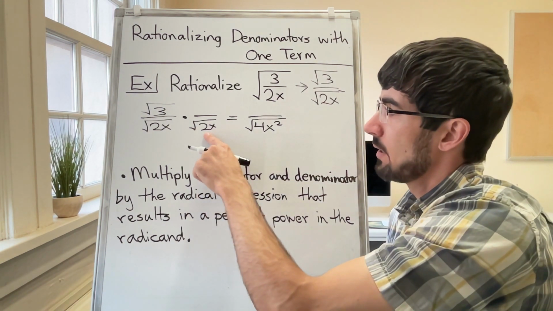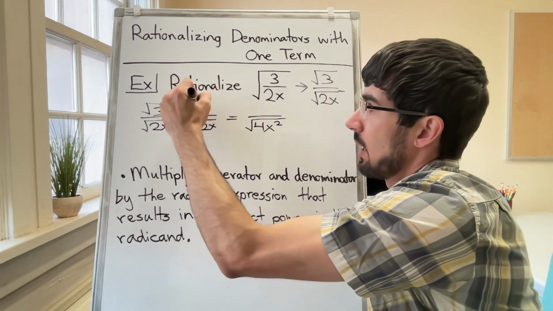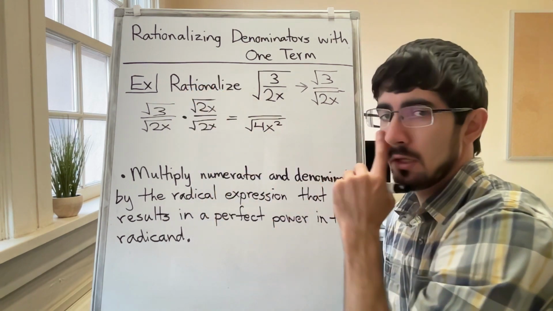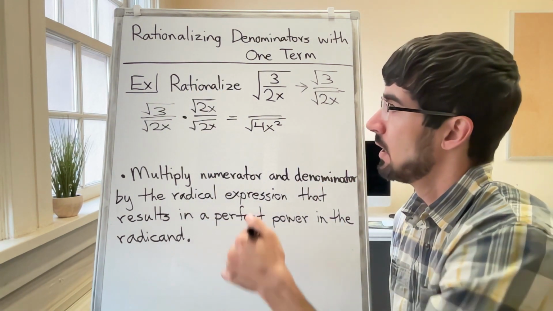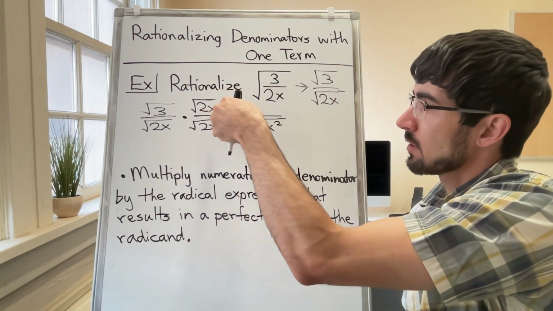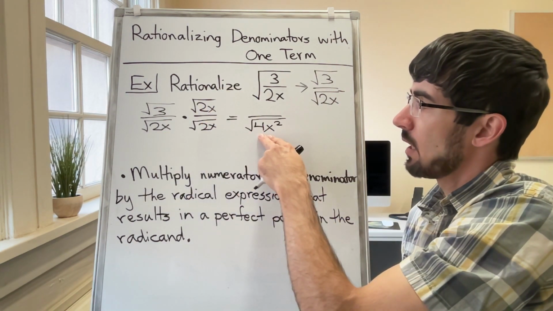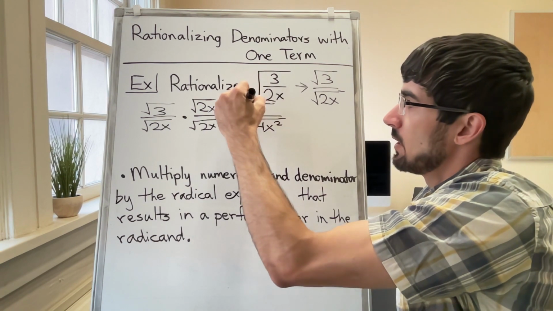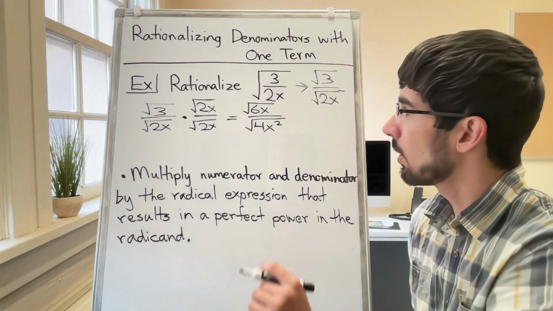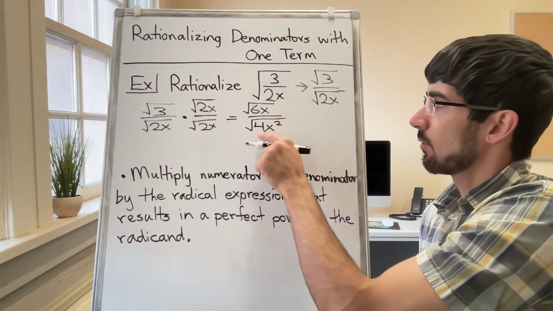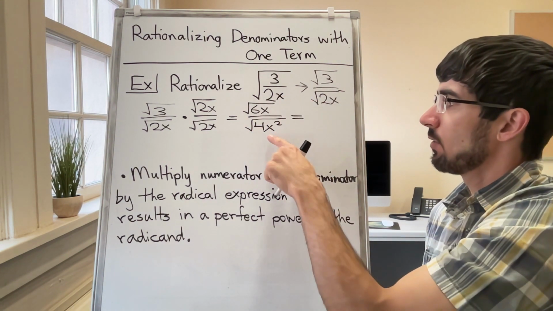Since I multiplied the denominator by the square root of 2x, we have to do the same in the numerator. That's how we keep our fractions balanced. So we're multiplying this by root 2x over root 2x. Here's the denominator. The numerator is now root 6x. The whole purpose of writing that was to get a perfect square here, which we can now simplify.